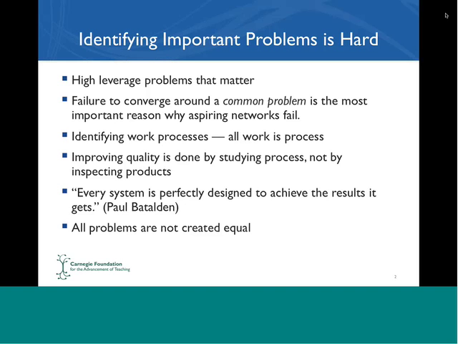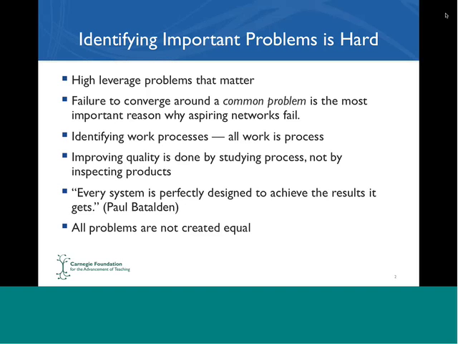But first, let me say that I think that the failure to converge around a common problem is the most important reason why aspiring networks fail. Oftentimes people get themselves going and really don't understand why they're doing the work they're doing, or have varying definitions of what the problem is they're working on. And coming to a problem that really matters is probably the most difficult thing that an aspiring network has to work on. And coming to a problem that matters really means identifying work processes.